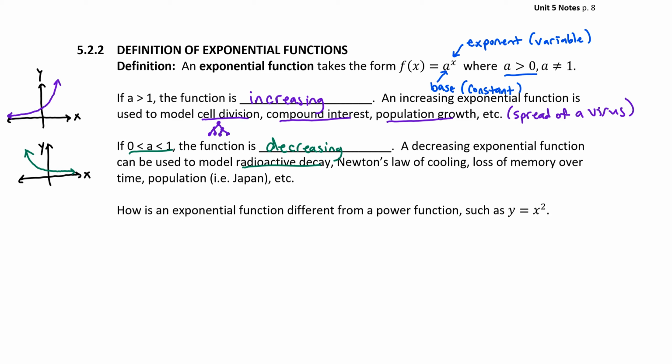Maybe you've heard this in a physics class applied to Newton's law of cooling, or loss of memory over time. For example, your memory fades very quickly at first and then steadies out over time. This can also be used to model a decreasing population. An increasing population would look something like this, but a decreasing population can also exhibit exponential decay.